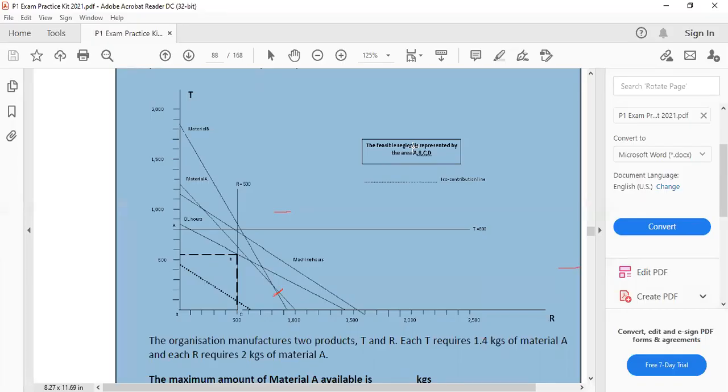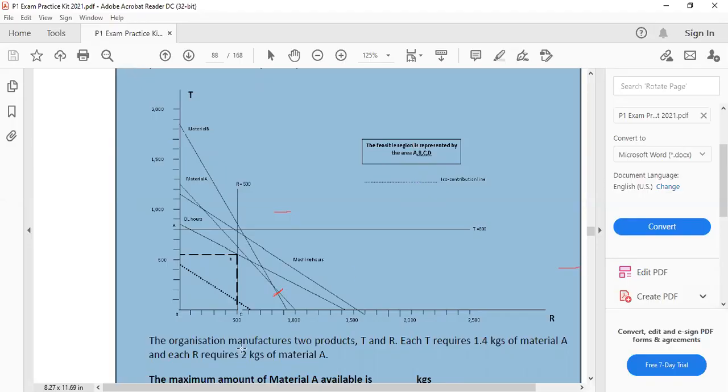See, in some of the questions we have checked, some of the products are not taken up at all because the resources are not available. They are not produced at all. If they are produced, it will require 1.4 kgs. But they are right now not considering producing T because that's not passing through the optimal point. They would not produce it. They will only take up the production of product R. R requires 2 kgs of material A. So 1 unit requires 2 kg. So how much?